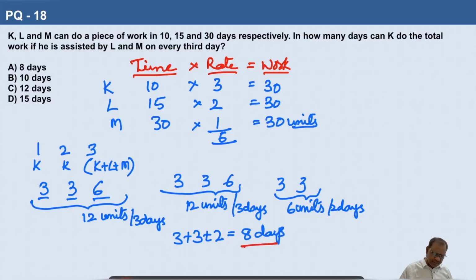So total work is completed in 8 days when K is assisted by L and M on every third day. So the answer is option A, 8 days.